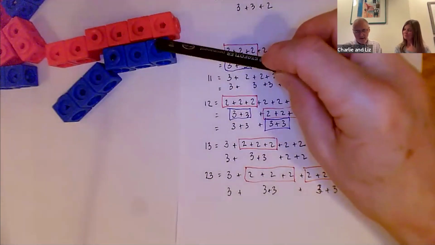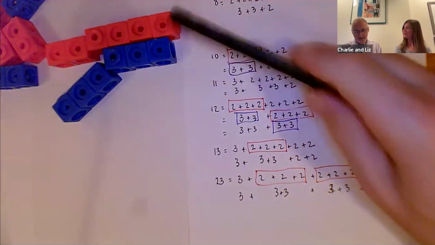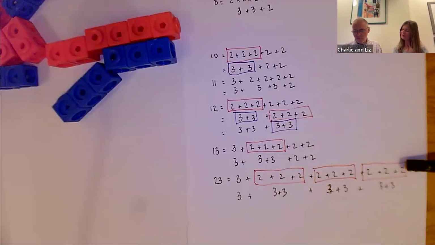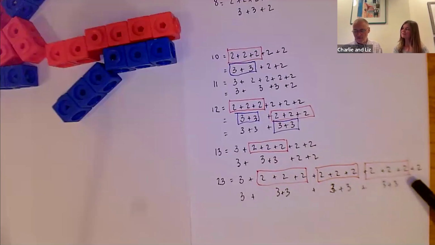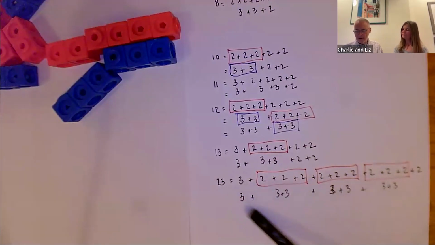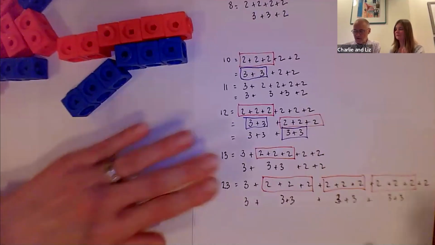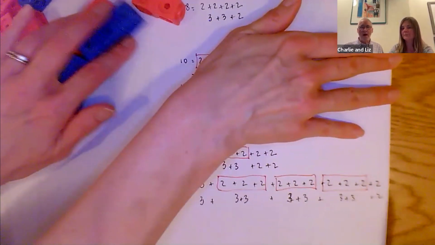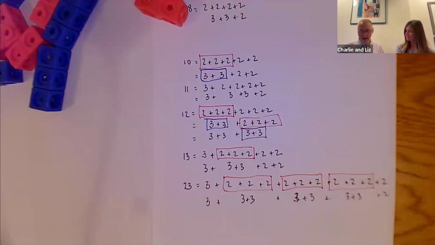Four different ways of having 23 cubes using just twos and threes. Because I can have one three and all twos. I can have three threes and the rest twos. I can have five threes and the rest can be twos. Maybe I should have written a two here. I'm just going to move this slightly over. There we go. I can have seven threes and a two.